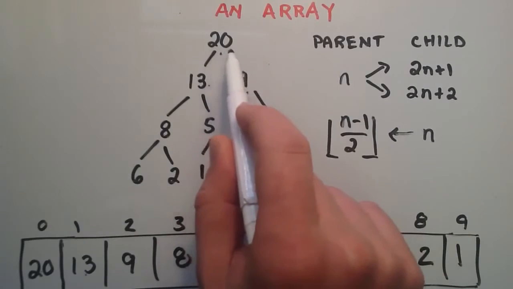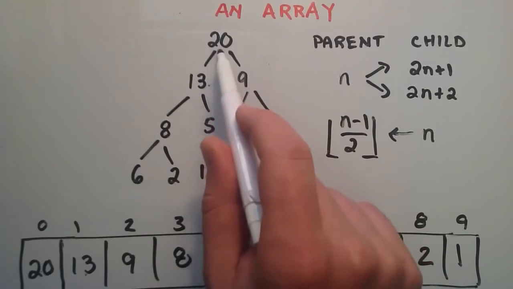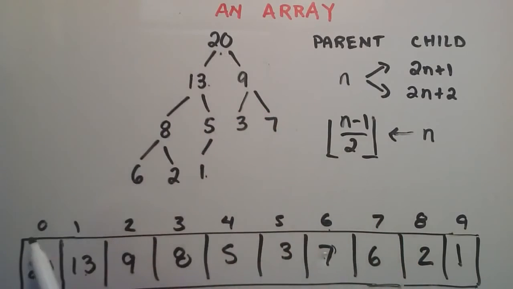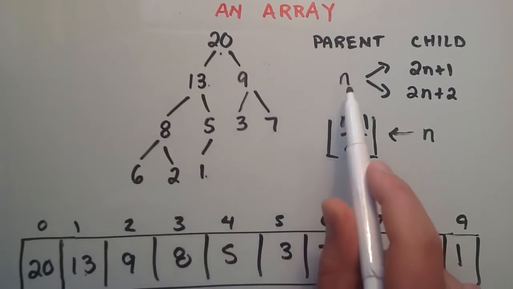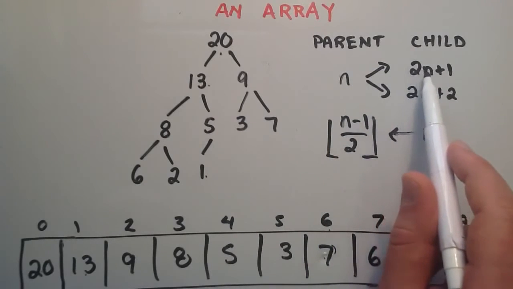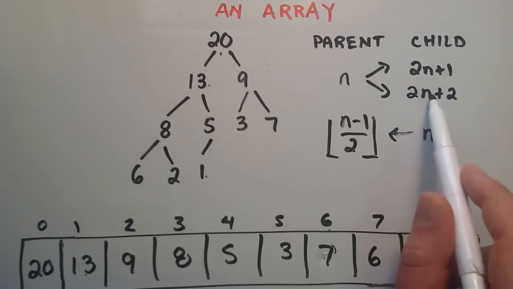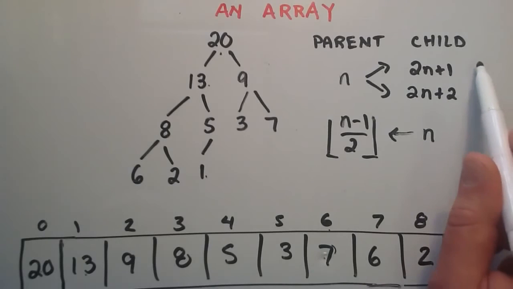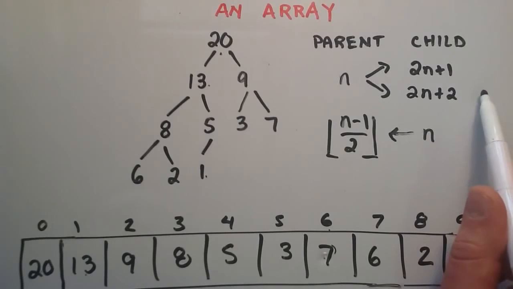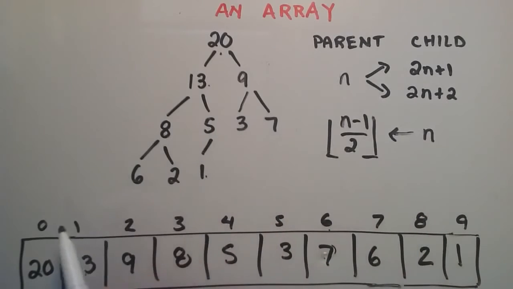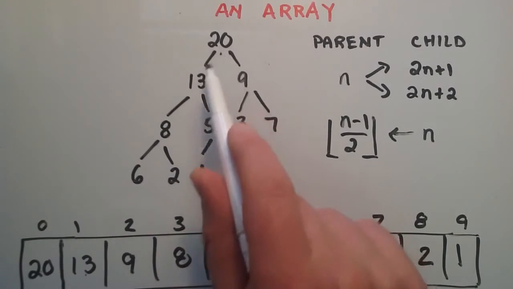For example, if we wanted to find the children of our root node, we would look at its corresponding index. The root has an index of 0, so we use that as our n. Array index 0 will have children at 2 times 0 plus 1 and 2 times 0 plus 2. So we end up with 1 and 2, which tell us which indexes hold the children. 1 and 2 are the indexes, and they hold the children 13 and 9. So 20 is the parent of 13 and 9, just like we see in our tree.